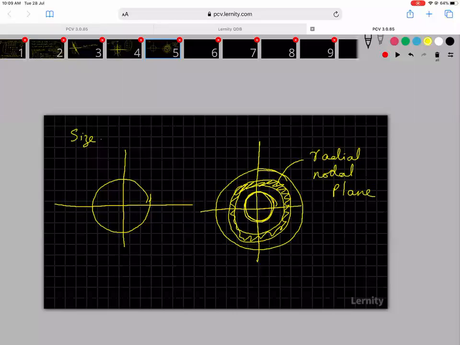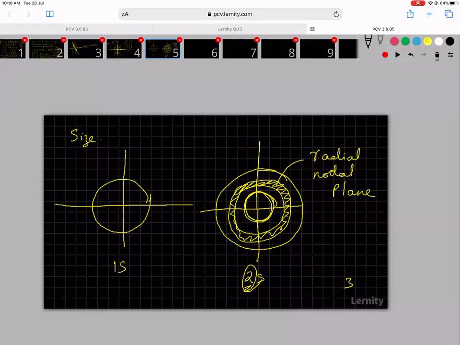Now this is 1s, this is 2s. In the second shell, there is one such thing. In the third shell, there are two such things. In the fourth shell, there are three such things, and so on. This comes because of the size of the orbital. As the size of the orbital goes up, the number of radial nodal planes increases by 1 for each shell.